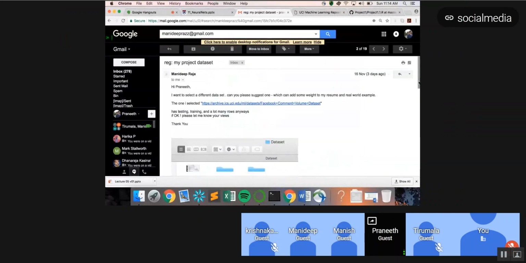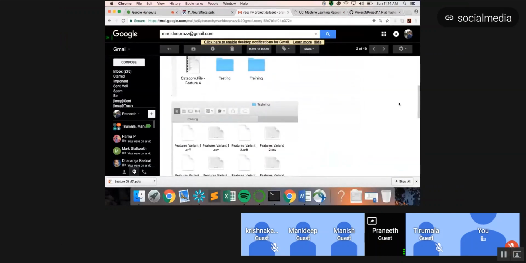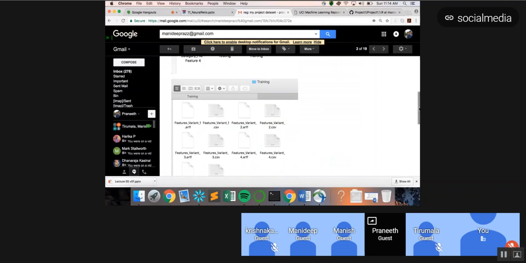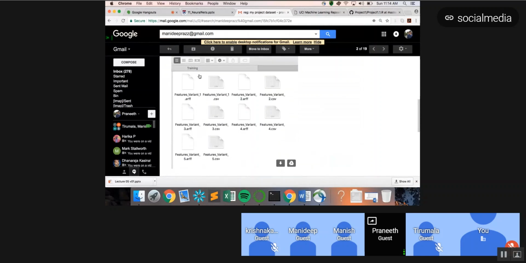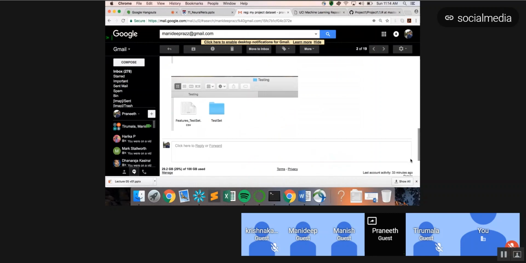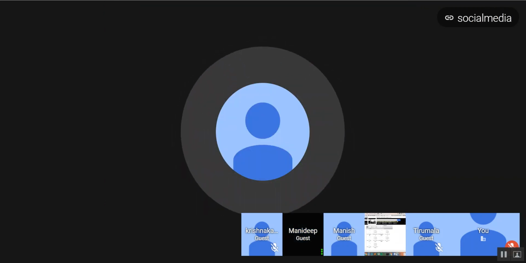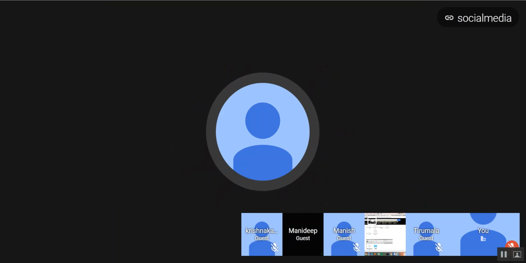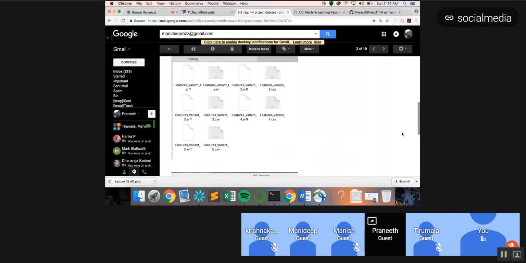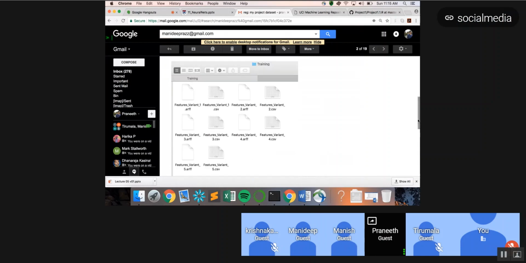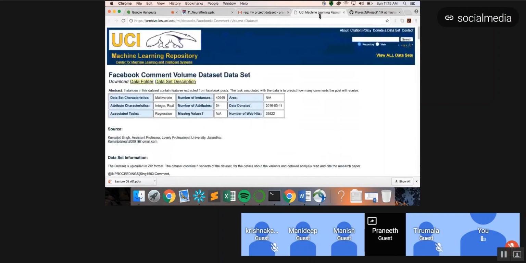Okay, so you send this email. When you download it, you get testing and training and some PDF file. Within training you have a lot of files, and then you have a test set. Each training CSV has the same number of rows, like 40,000 or something. There is no other README file or anything on the website.